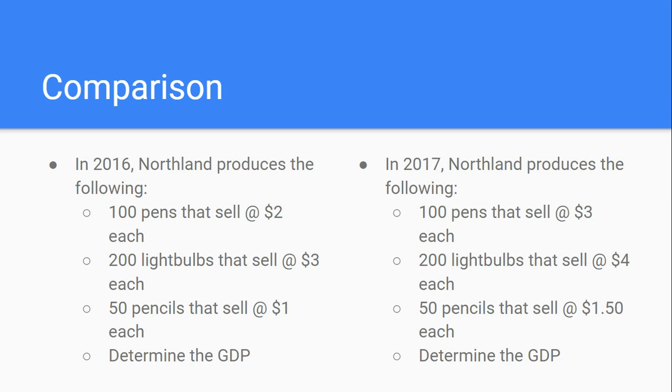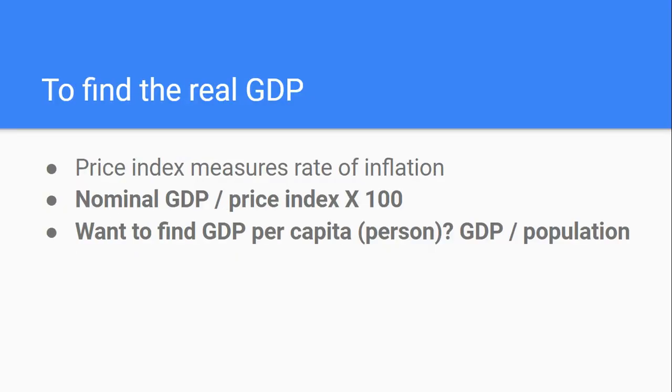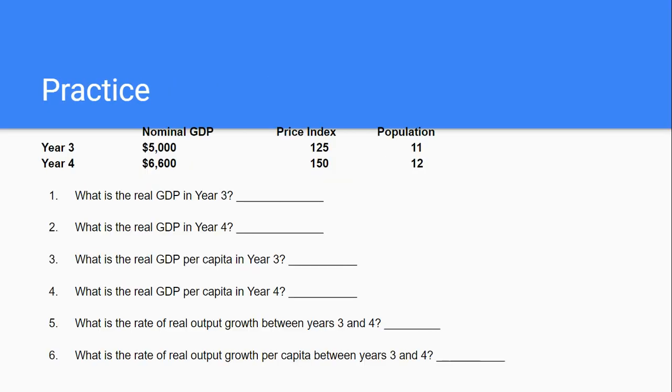But if you wanted to take those price increases out, how would you figure that out? You would have to use what's known as a price index. And so I left you with this practice, these 6 problems in which you're given nominal GDP, a price index, and a population, and you have to find some things. You have to find real GDP for each of those years. You have to find the real GDP per capita for each of those years, and then the percentage rate of growth for real GDP and real GDP per capita.